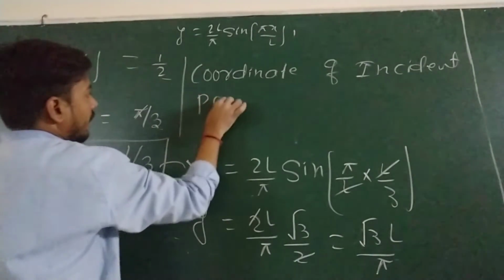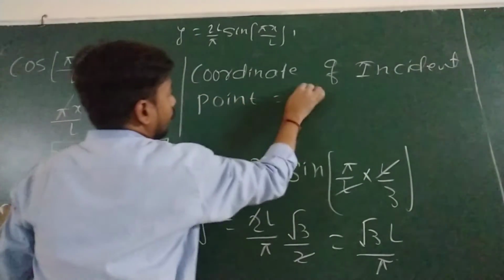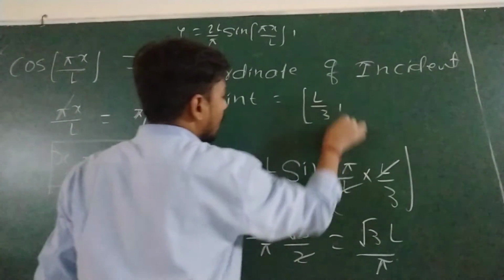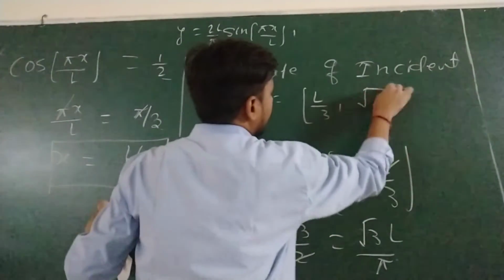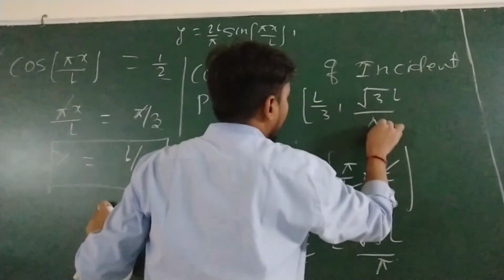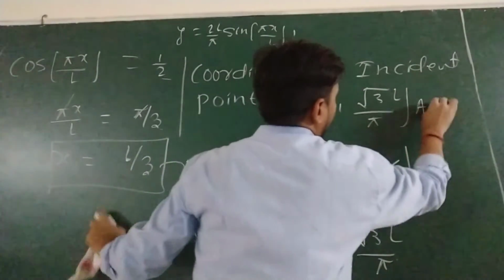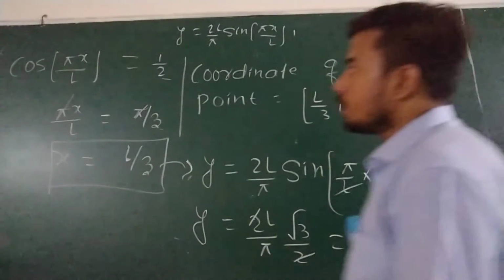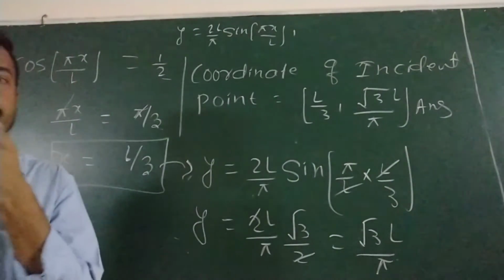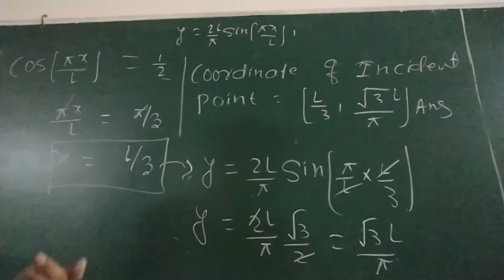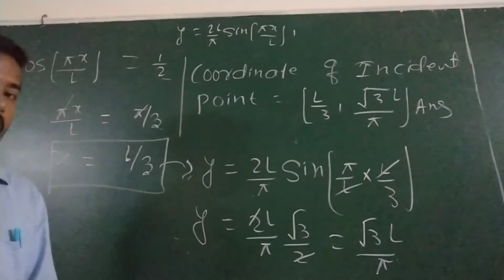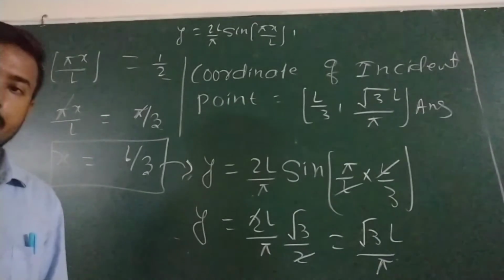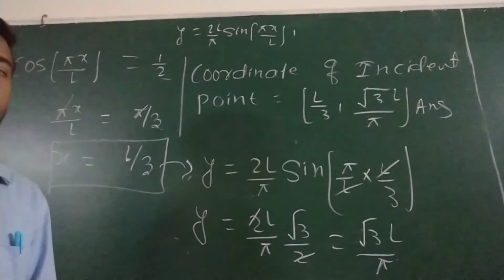The incident point is equal to the first x coordinate. X coordinate is what? L by 3 comma root 3L by pi. So this will be the answer of this part. See, this whole solution, this question is very good and its solution is also very easy. Only one concept you have applied, tan theta is equal to dy by dx, and after that quickly you will get the result.